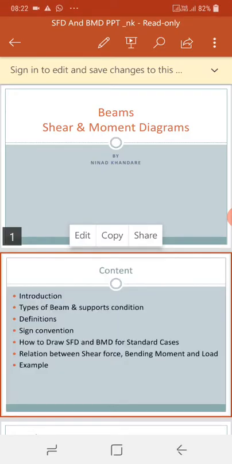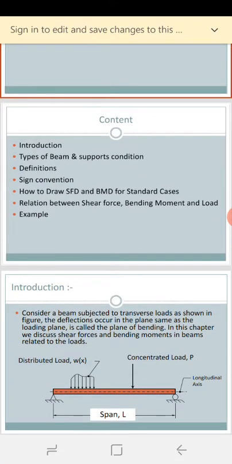The intensity of bending stress or shear stress so produced in the beam section subjected to transverse load is directly proportional to the bending moment and shear force at the section. Basically, we will see one by one. Now, the contents of the flow: introduction, types of beams and support conditions, definitions, sign convention, how to draw SFD and BMD for standard cases, relation between shear force, bending moment, and load, and some examples.